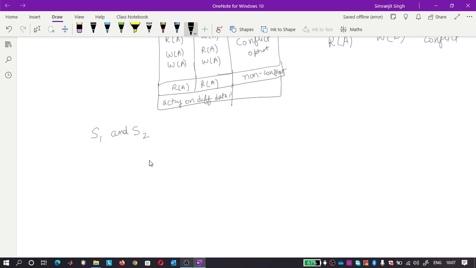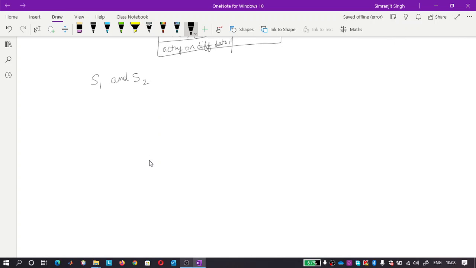Two schedules, S1 and S2, are referred to as conflict equivalent if either S1 is a serial schedule, then S2 has to be a non-serial schedule. So if S1 is a serial schedule and there are some conflicts, and the same conflicts occur in S2, then they will be called conflict equivalent. It's as simple as that. Okay. So I'll give you an example here. It will be more clear.